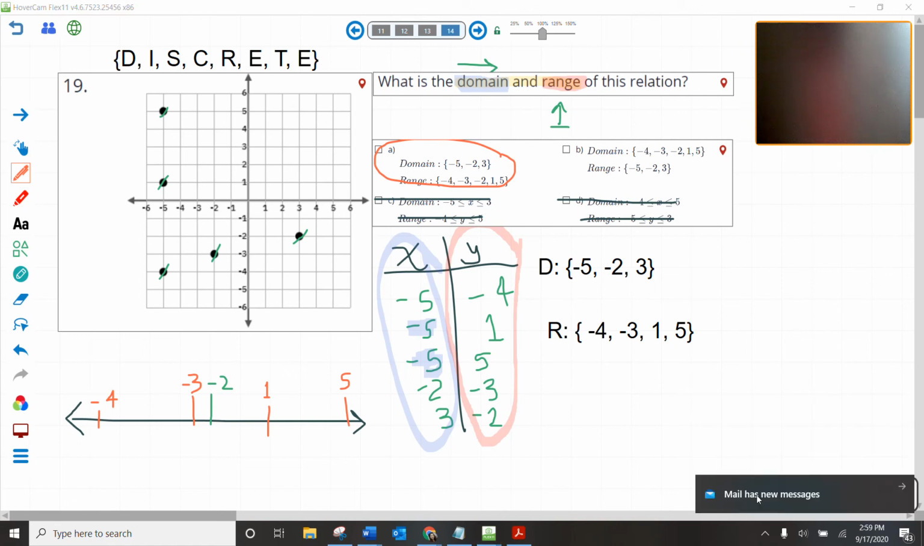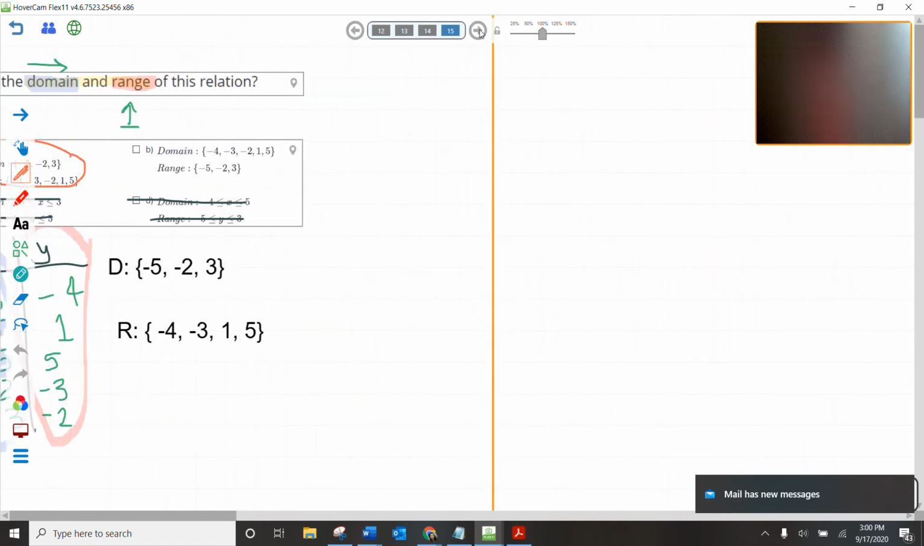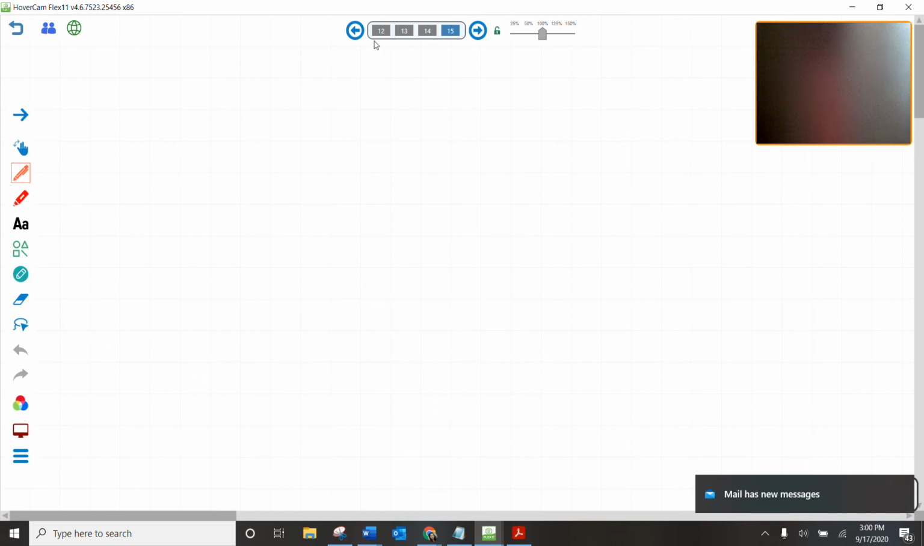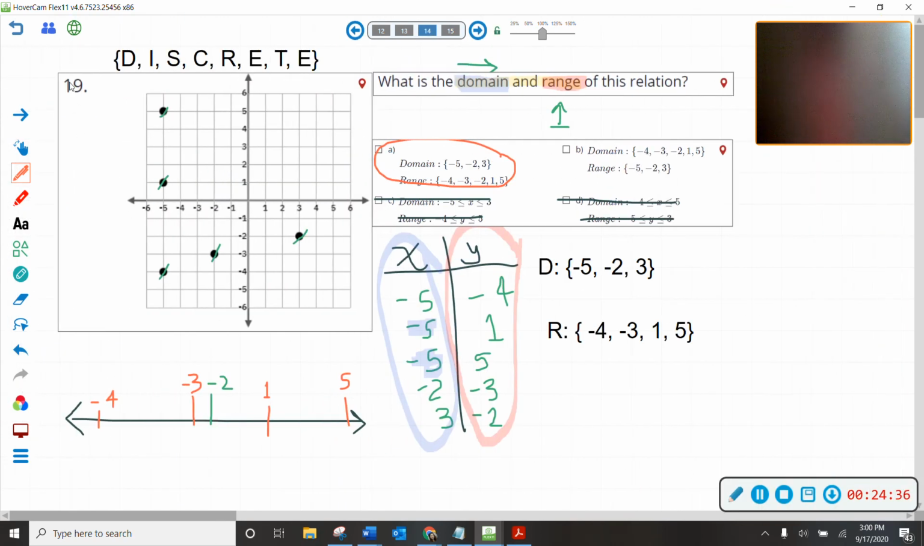Okay, let's move on to the next one. Oh, actually, that was number 19. That's it. So we went over all of those other problems, I think up to number 16, and now that's 19.